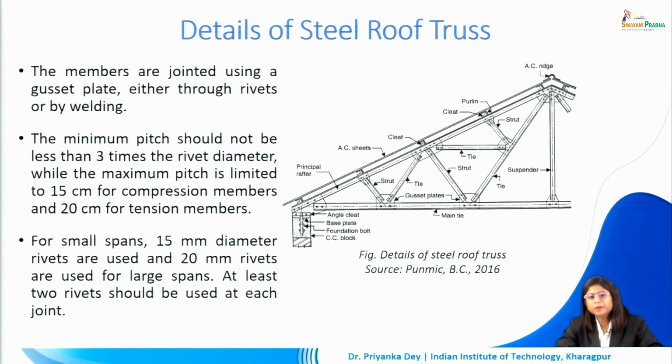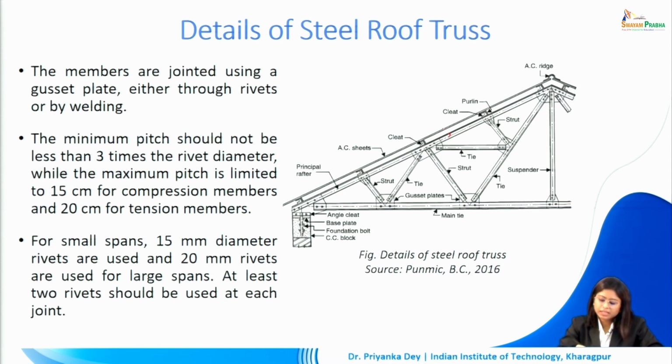Now, the minimum pitch should not be less than 3 times the rivet diameter, while the maximum pitch is limited to 15 centimeters for compression members and 20 centimeters for tension members. For small spans, 15 mm diameter rivets are used and 20 mm rivets are used for larger spans. At least 2 rivets should be used at each joint.